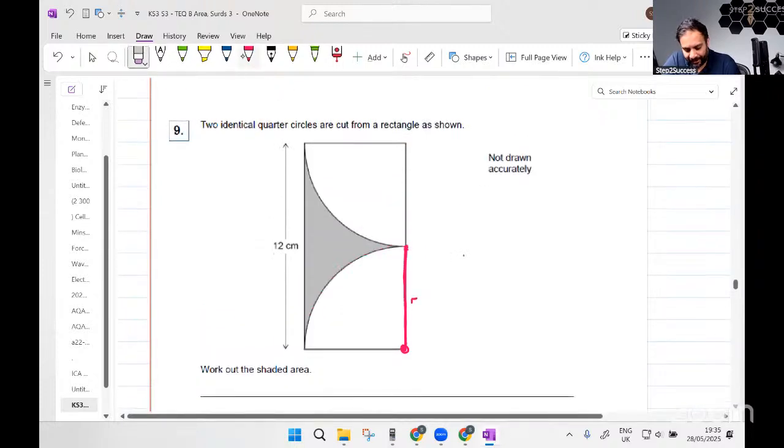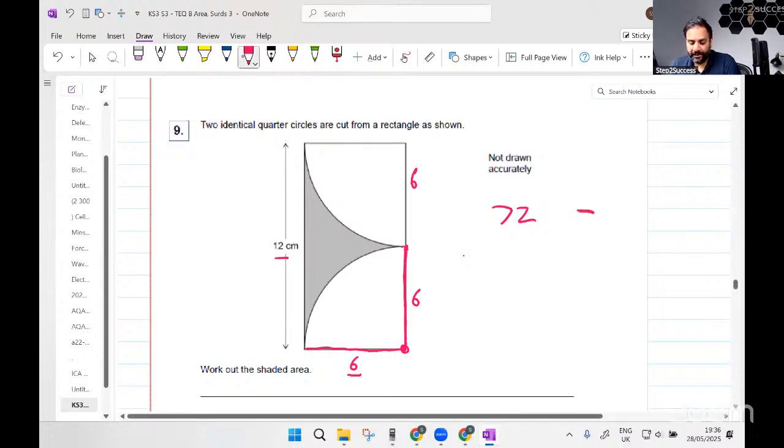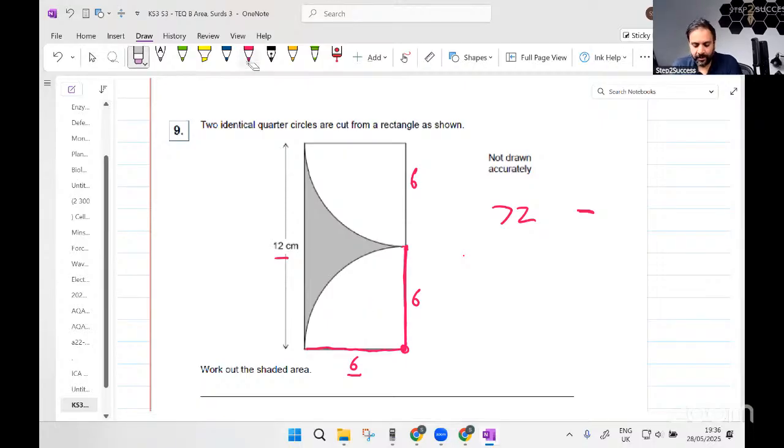And the radius of this circle must be, because all of this is 12, and these are cut out from this rectangle, then this must be 6. Okay, and therefore this must be 6 as well, because 6 and 6. Also, just to be clear, this is also 6 because it's also the radius of the circle. Do you see what I mean? That distance there and this distance must be exactly the same. So the area of this whole rectangle is 12 times 6. It is 72. From which I'm just going to take away the area of these two quarter circles. So the way you work out the area of a full circle is pi times the radius squared.